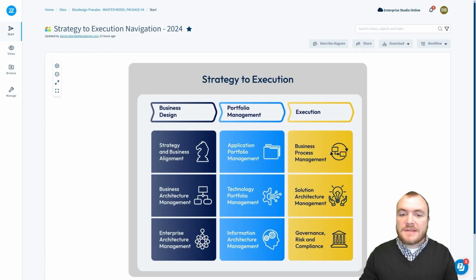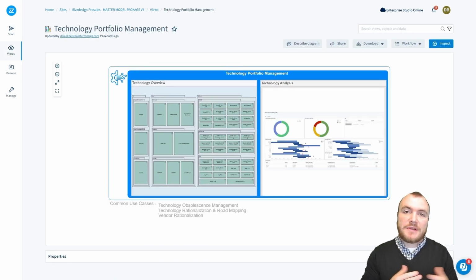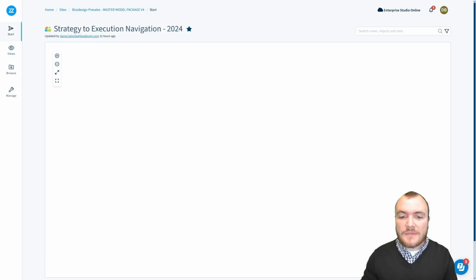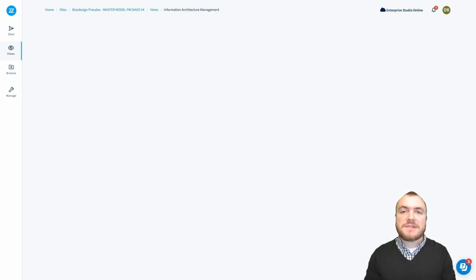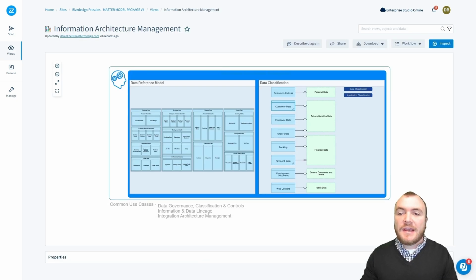If we take a look at technology portfolio management, this is an example of gathering what technologies we have and visualizing some of those technologies from an obsolescence perspective. What technologies are going to become obsolete? We can visualize those types of things here. And then, of course, we can get a good understanding of what our data architecture looks like, and whether that data is personal, sensitive, or financial. Understanding those categories helps us make informed decisions on how to handle that data correctly within our organization.